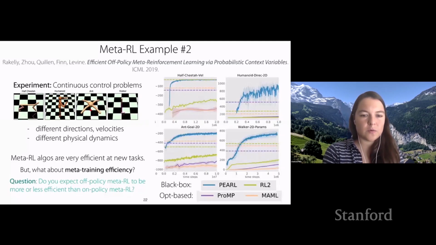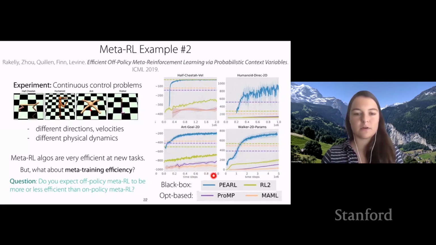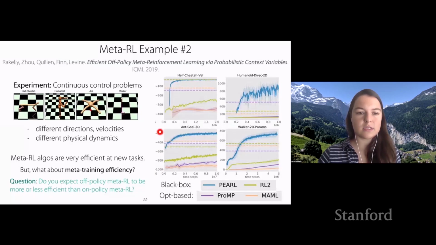Okay, and so here are what some of the results look like. To unpack this, the x-axis is showing the amount of meta training data, so the amount of data needed for the meta training process. And the y-axis is showing the average return after adapting to one of the tasks in the task distribution.